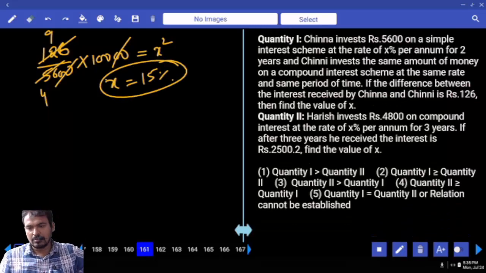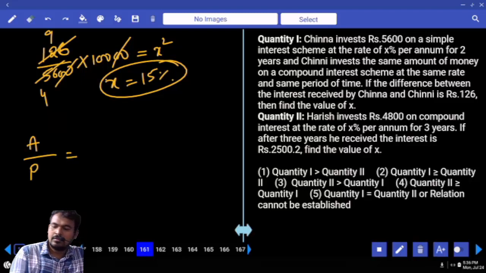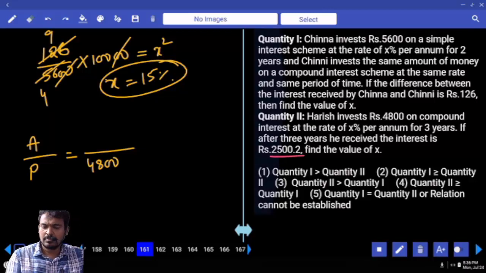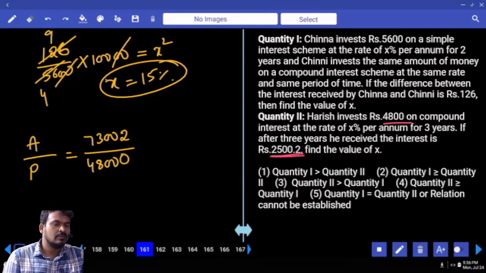Next question, Quantity 2. Harish invested 4,800 on compound interest at the rate of X% per annum for 3 years. If after 3 years he received the interest of 2,500.2, find the value of X. What is the principal given? 4,800. What is the interest value? 2,500.2. These two added, we get the amount: 4,800 plus 2,500.2 is 7,300.2.